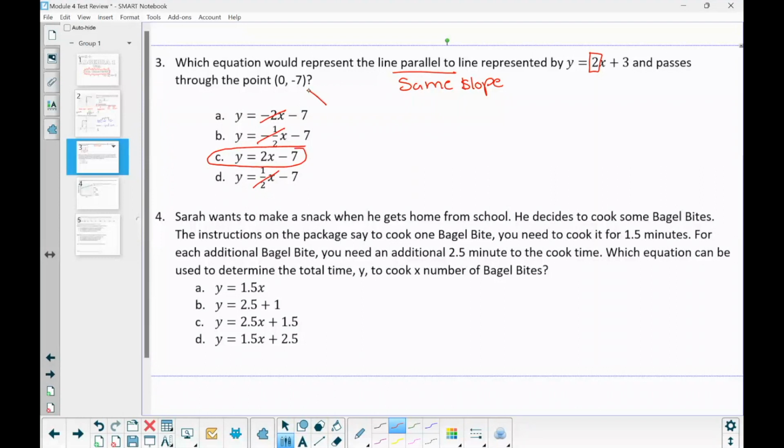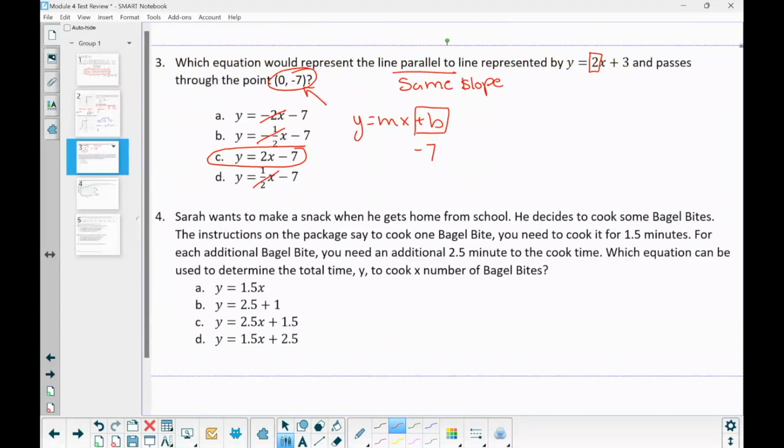Could have also known that -7 is the y-intercept, so my b in y equals mx plus b should have been -7. But all of them have a y-intercept at -7, so that wasn't too helpful. But in case there was only one with -7, you would know that this is the b.